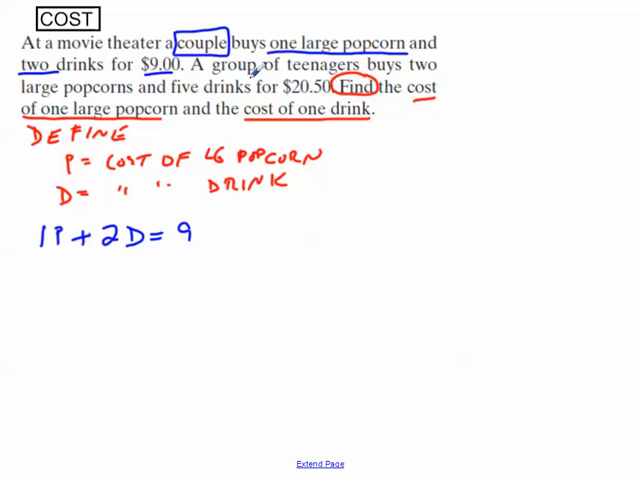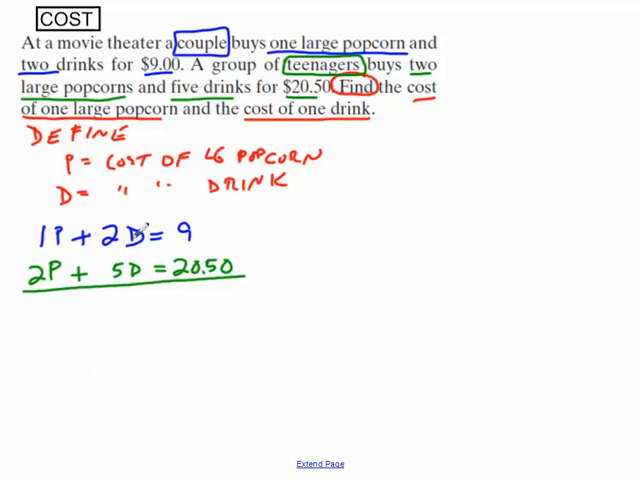And you could also look at the teenagers. Teenagers go in and they say, I've got 2 large popcorns and 5 drinks, and my total is $20.50. So you say 2 times the cost of a large popcorn plus 5 times the cost of a drink equals $20.50. And sure enough, there is our system of equations. One equation with P and D, one equation with P and D, and they both have different amounts and different numbers in front of the variables. How are we going to solve this one?